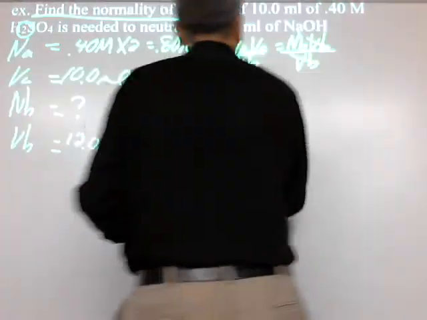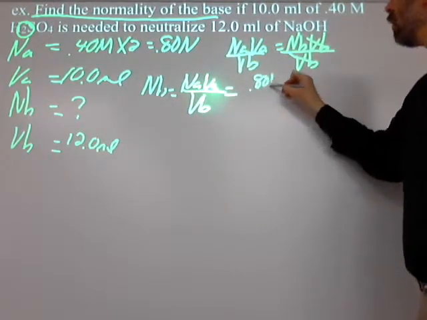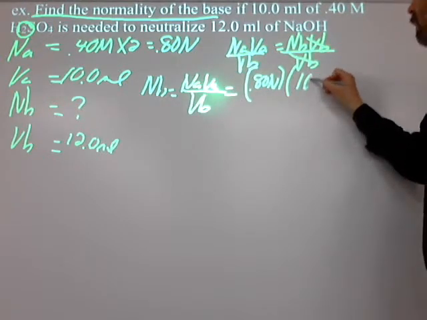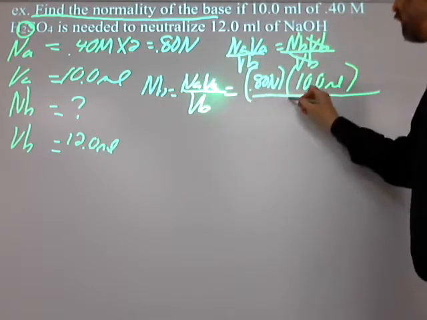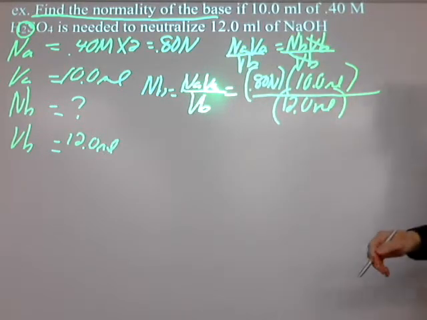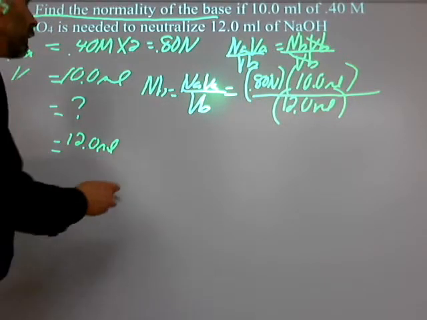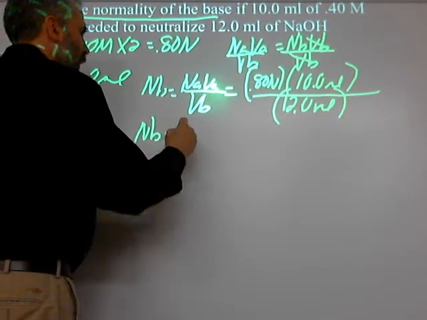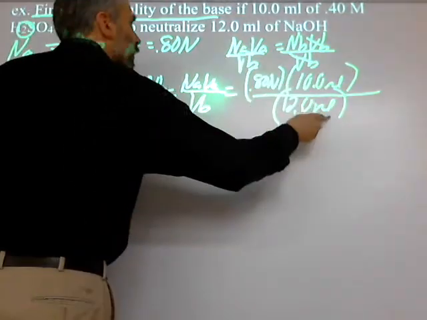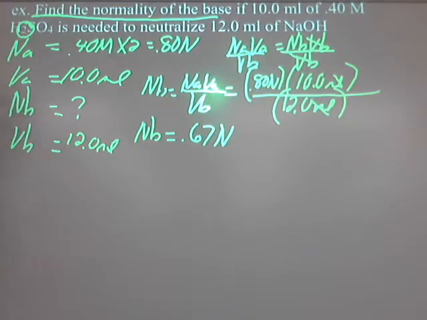This is pretty basic algebra. Plug my numbers in. The normality of the acid is 0.80 normal. The volume of the acid is 10.0 milliliters. The volume of the base is 12.0 milliliters. Do your math, what do you get? Mark, what do you get? 0.67. Correct, and he rounded it off correctly as well. Milliliters cancel, 0.67 normal would be the correct answer.